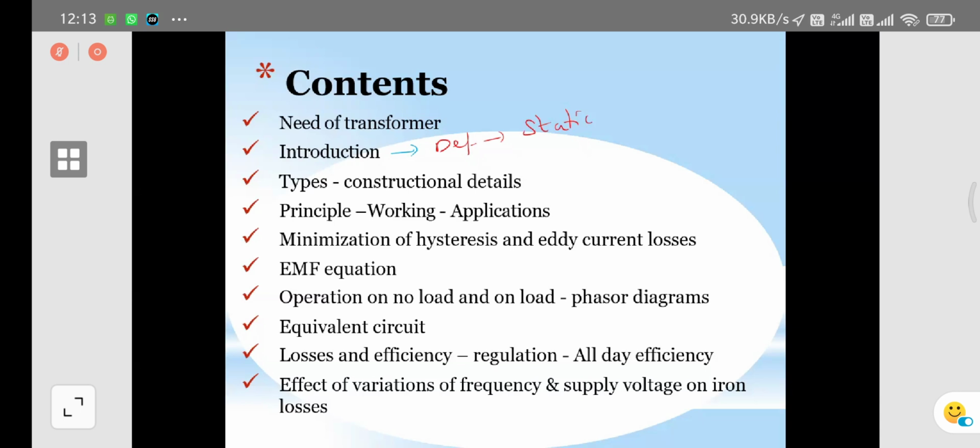A constant frequency means 50 Hz. Without changing the frequency, the electrical power can be transferred from one circuit to the other circuit, the electric power or electric energy, whatever it may be.